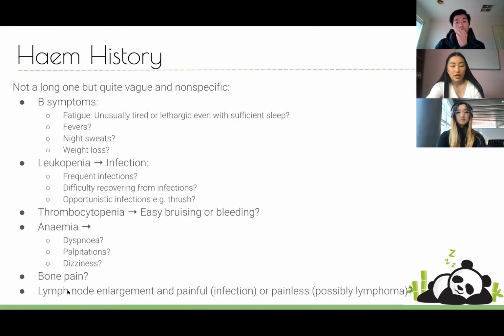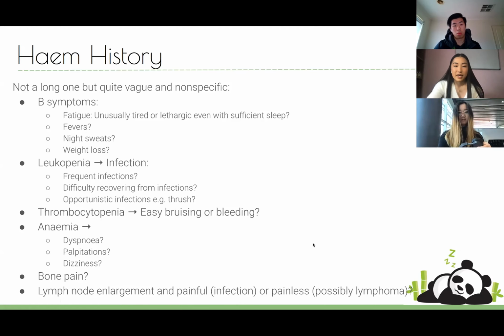And then there's a couple other ones thrown in that I think point towards more specific blood cancers. So bone pain, you'd start to think more maybe about multiple myeloma. And then lymph node enlargement is pointing you towards lymphoma. And again, it's important to determine if it's painful, because that's more likely to be a response to infection, or painless, which is a bit more concerning.